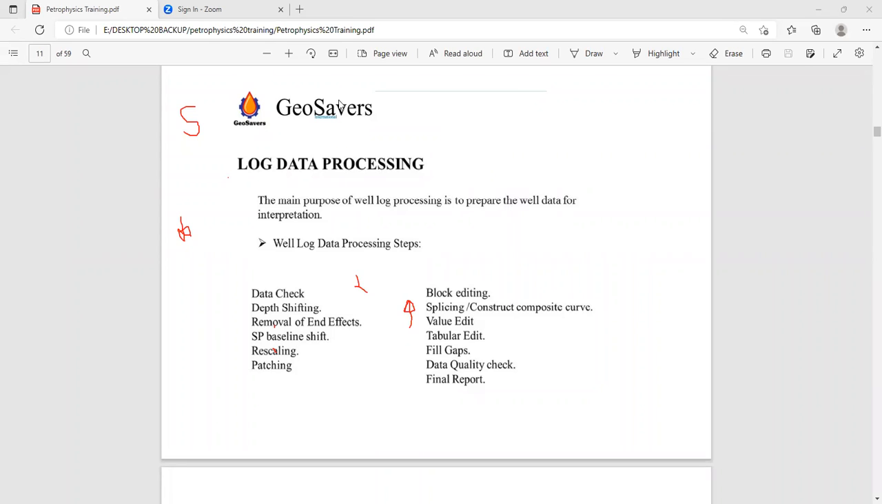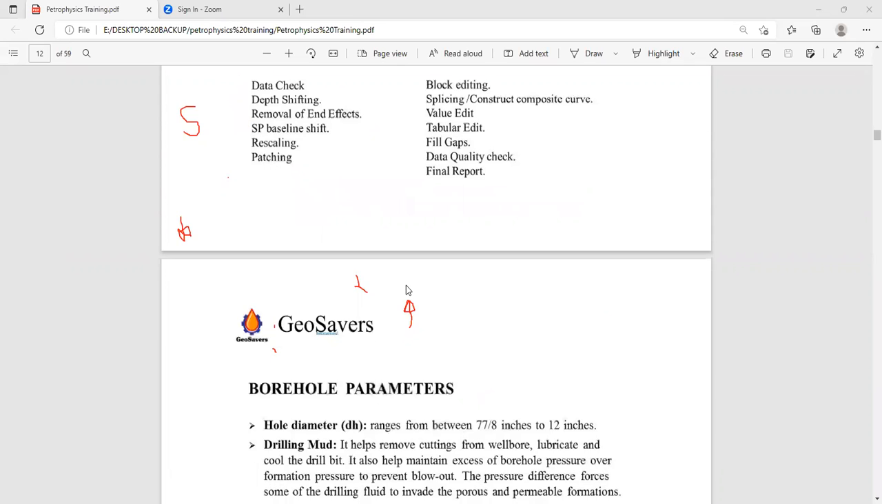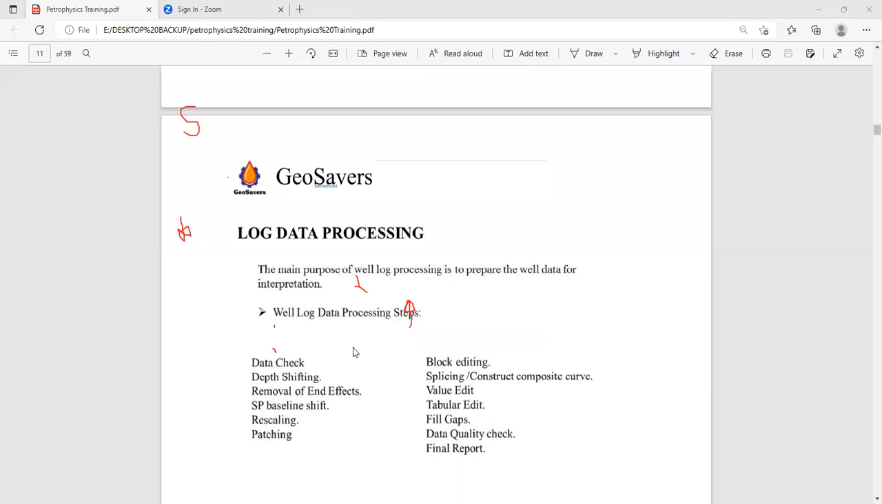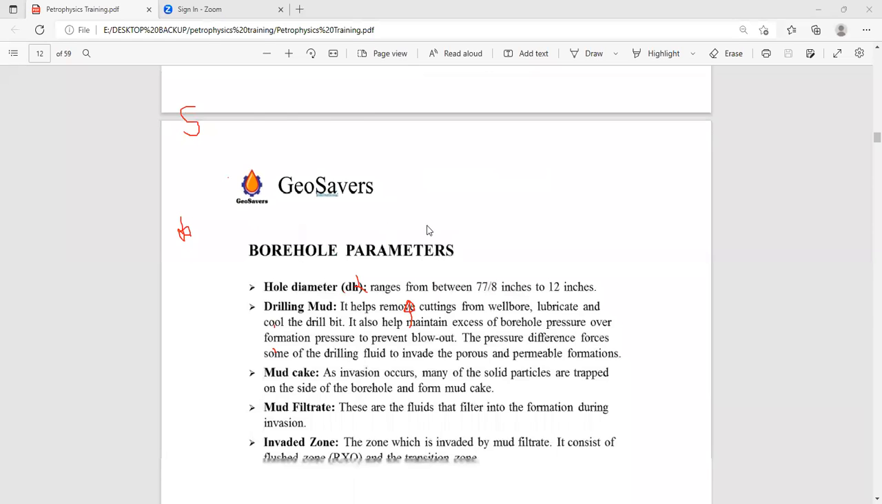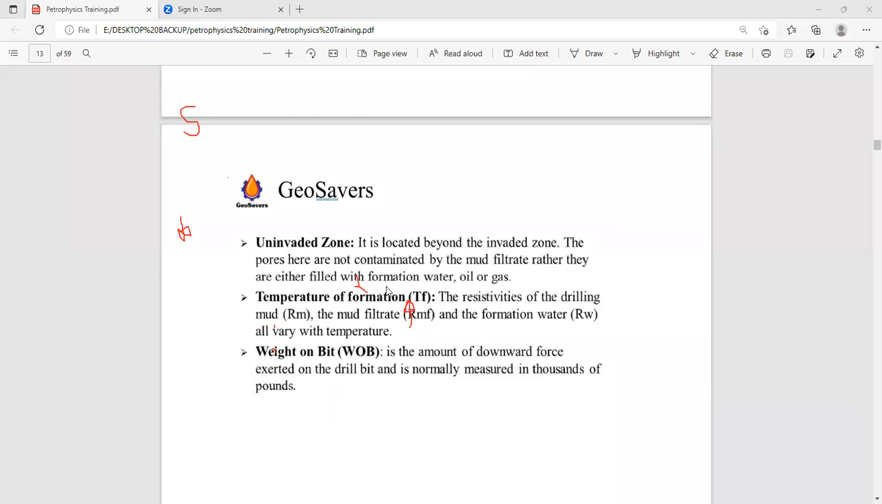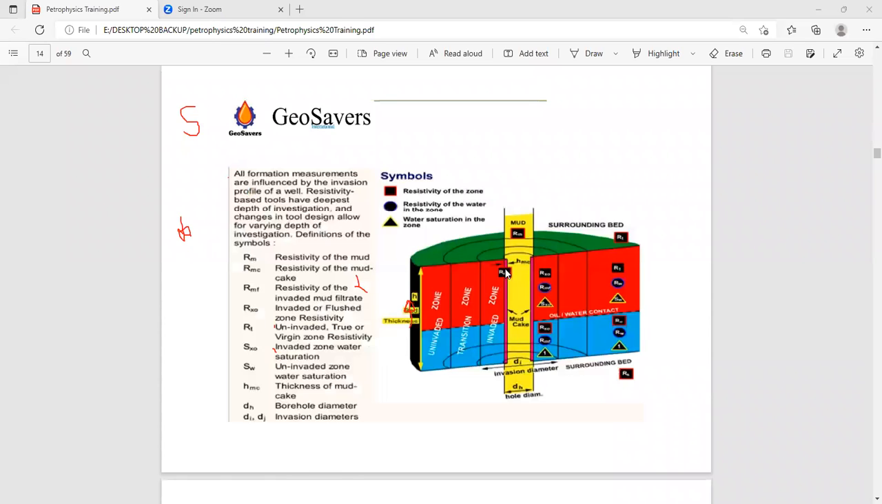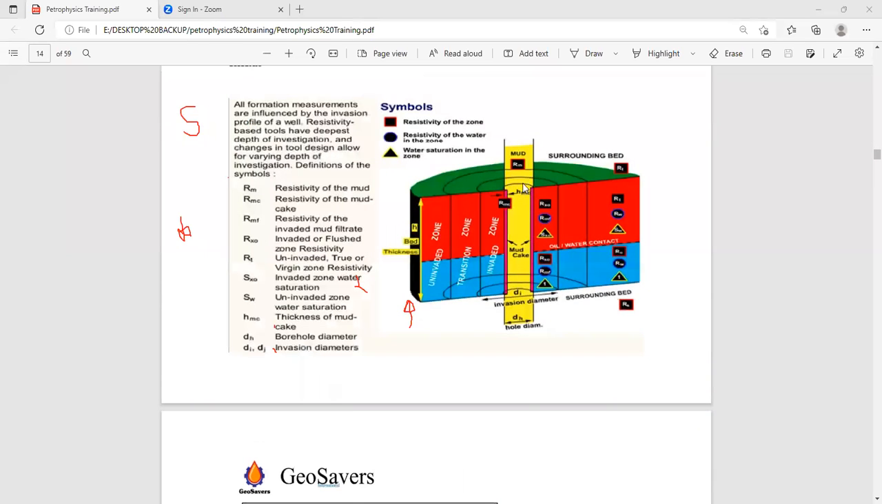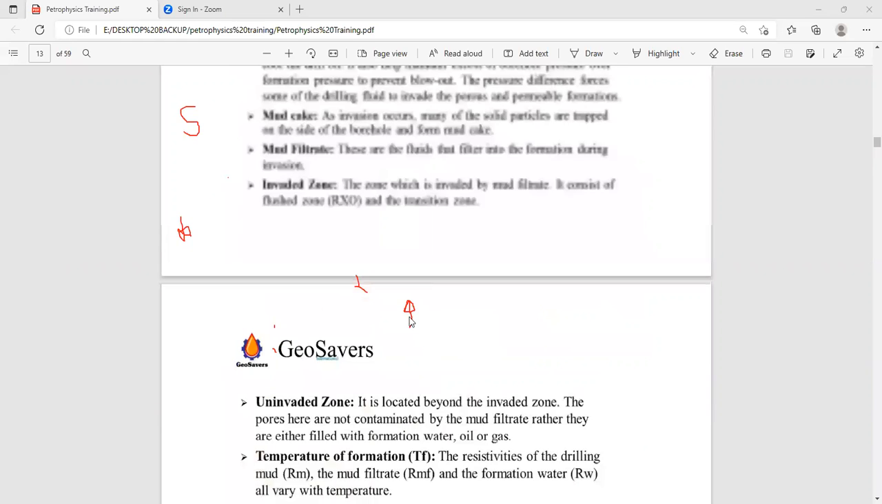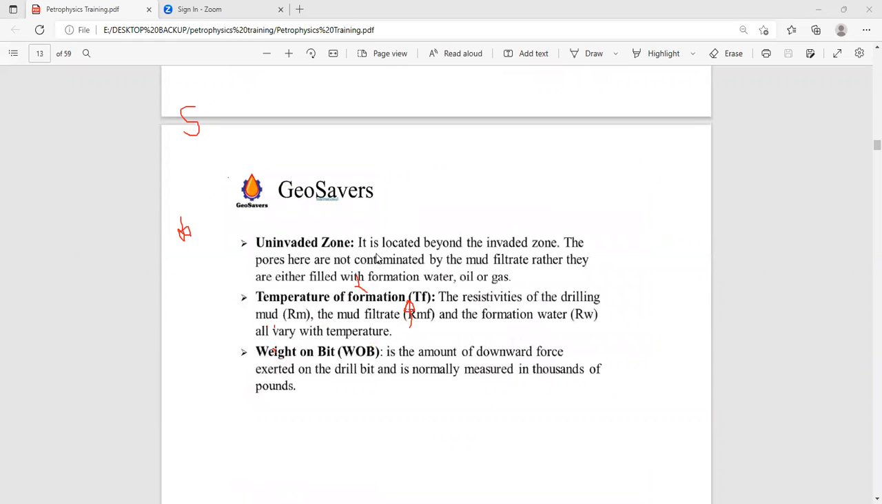You also cannot make a good interpretation if all of these processes are not made. All right, so in the borehole environment, this is exactly what I was explaining about the invasion. This is how the borehole environment actually looks. You have fluid that has penetrated into the formation, you have the invaded zone, you have the transition zone, and then you have the uninvaded zone. So the uninvaded zone is located beyond the invaded zone.